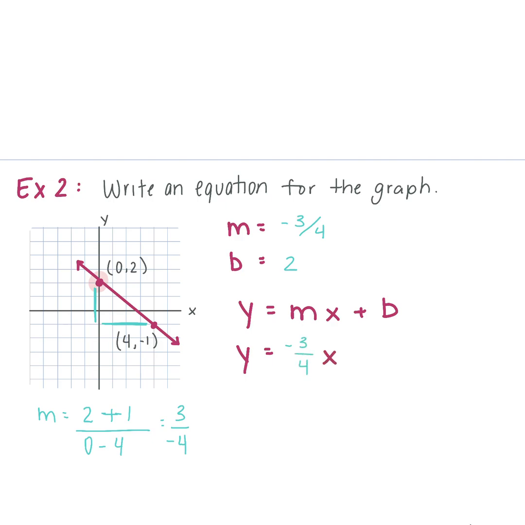So I replace my m with negative 3/4, and my b is 2. So I replace my b with 2. So your final answer is still going to have the x and the y in it. You're just replacing that m and replacing that b.